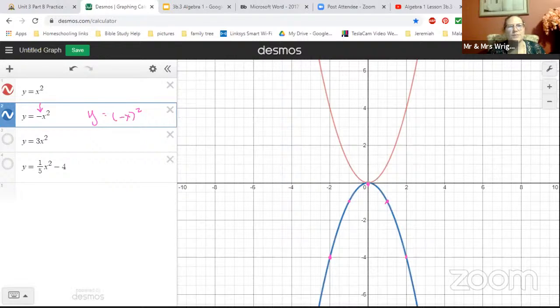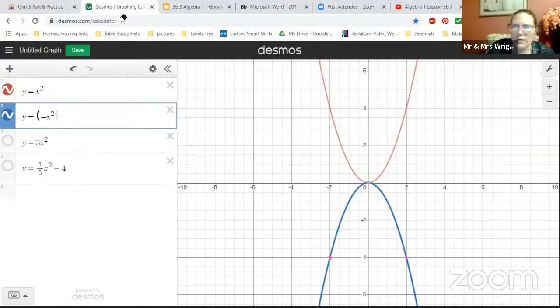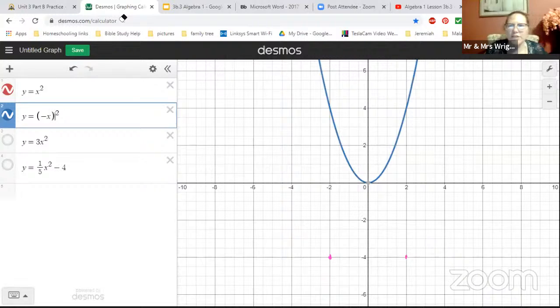Now, how would it look if I had those parentheses on here around the negative and the x, how would that change it? Look at that. It didn't change it at all, because a negative times a negative, look, the blue and the red are the same graph. Why is that? Well, that's because two negatives create a positive. So it's the exact same thing there.